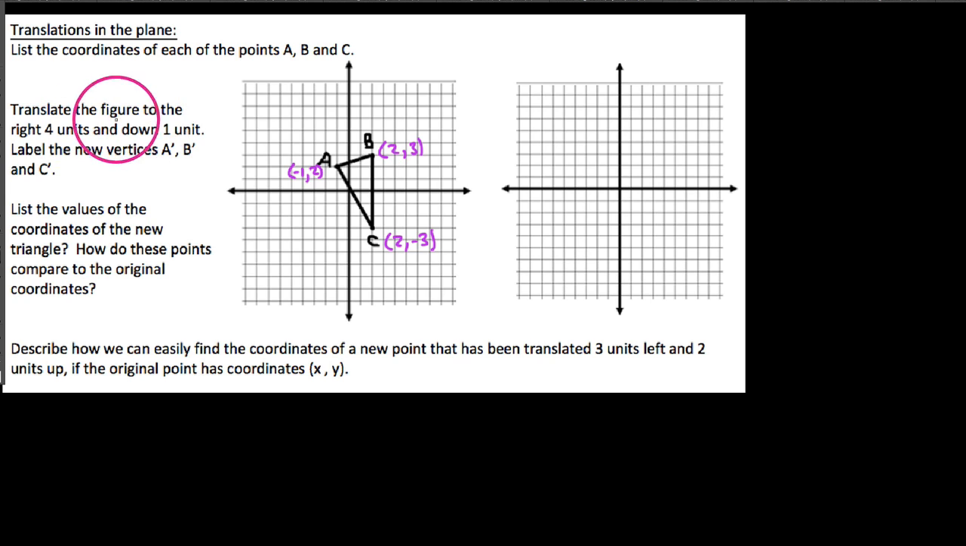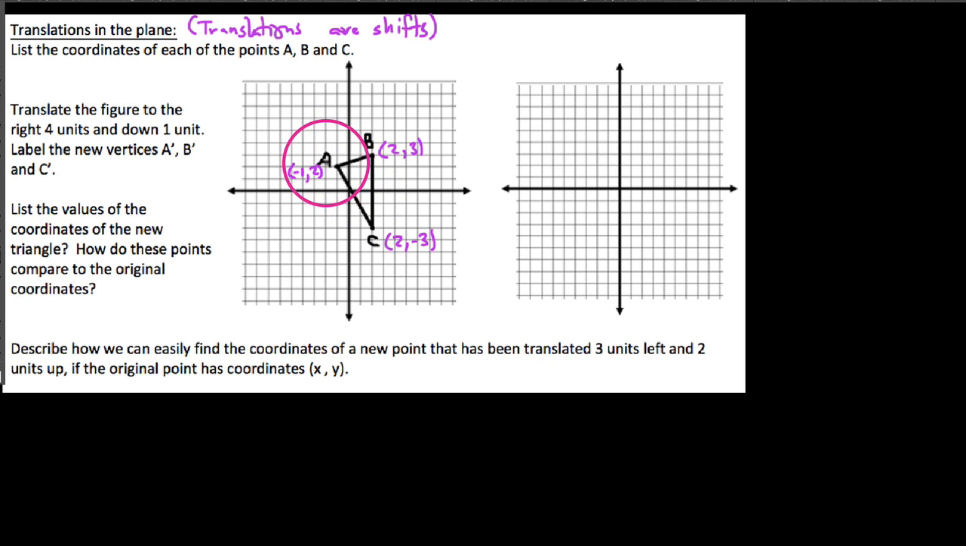Translate the figure to the right 4 units and down 1 unit. We're going to label these 3 new vertices A prime, B prime, and C prime. In terms of translation, the very first thing to admit is this: translations are shifts. We're just going to pick everything up and move it right 4, down 1.